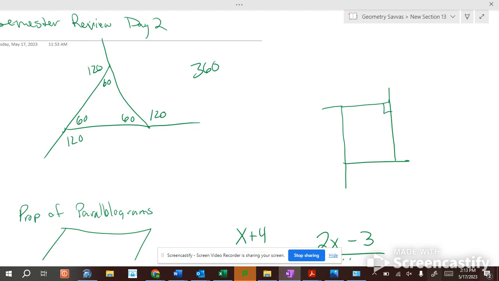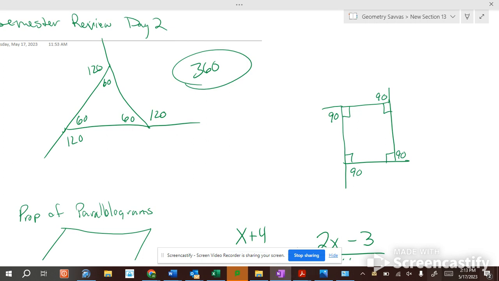In this squarish rectangle-ish thing here, what's the measure of each exterior angle? 90, 90, 90, and 90. What do they add up to? 360. Do you see a pattern there? Yes. What do all exterior angles of any polygon add up to? 360. That's a fact that you need to know and remember.